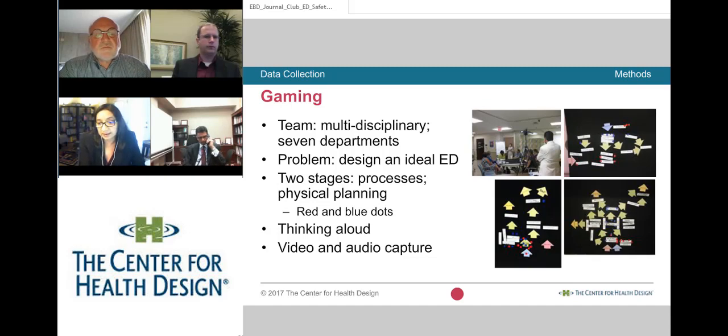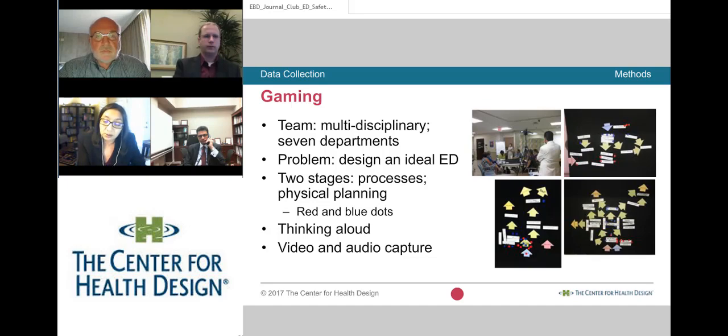The other instruction given to the participants was that as they placed these gaming pieces on the board, they were asked to speak aloud the reason behind why they placed a particular piece at a particular point. So, for instance, if a participant was placing a piece labeled waiting room next to a piece labeled triage, they needed to give the reasoning behind it.